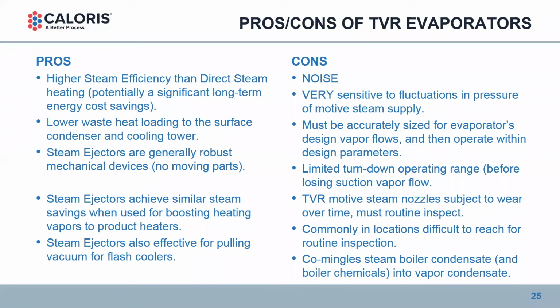Now, steam ejectors, we also use them in preheating, for product preheaters, as well as for pulling vacuum on, say, flash coolers. So there are multiple uses for these TVRs. And if you look at one of our large spreadsheets, you may see 4 or 5 of them shown on the drawing. Some of them we're using for preheating to just boost a little bit of available vapor to create our heating vapor for the preheater shells, and for pulling vacuum on flash coolers.